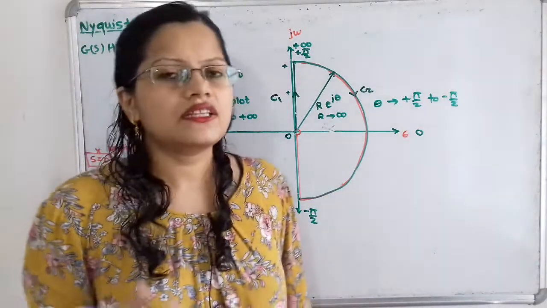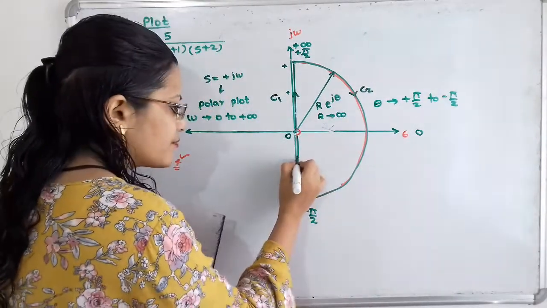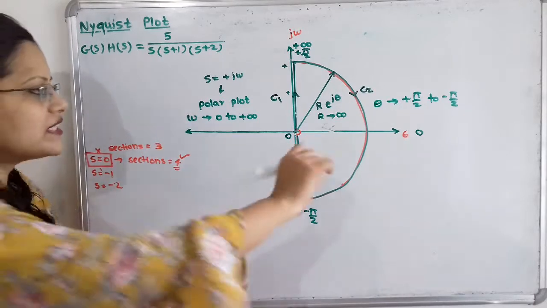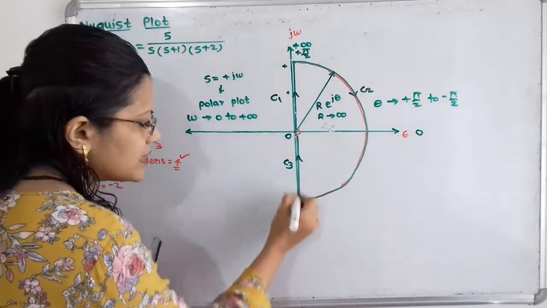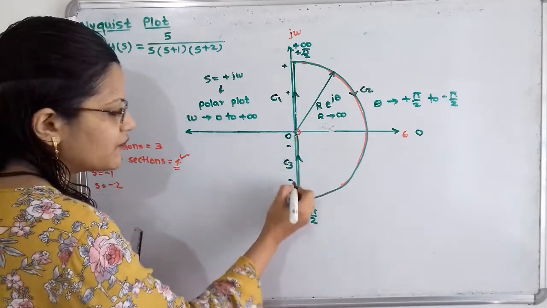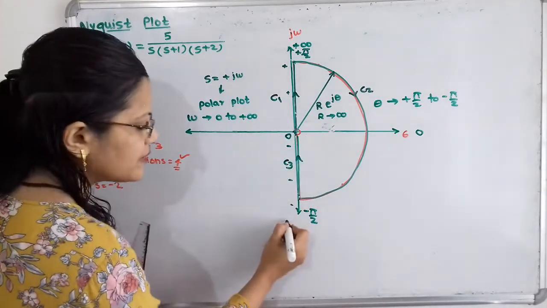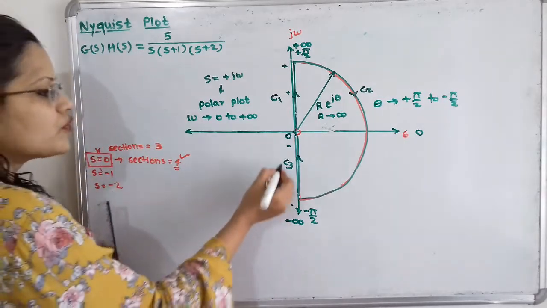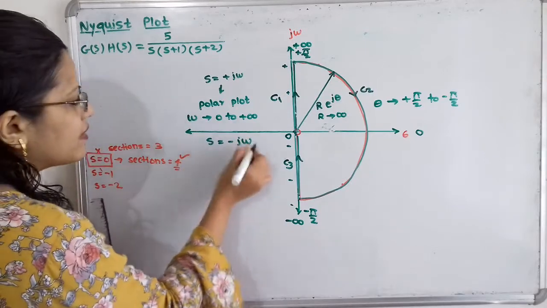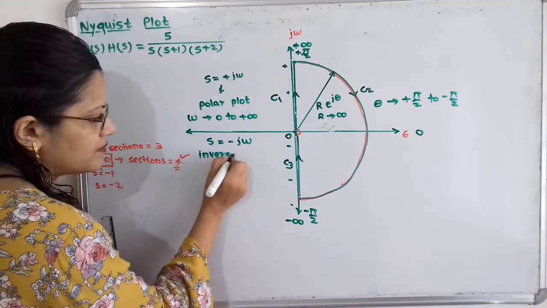Now we will move to the third section. The third section I will highlight here. I will show the arrow also. Now how will we define this? This section C3 is along this imaginary axis but below the origin. So here all the signs for this imaginary line are negative. So here is 0, then here is minus infinity. So we have to put s is equal to minus j omega. And whenever s is equal to minus j omega, the plot is known as the inverse polar plot.